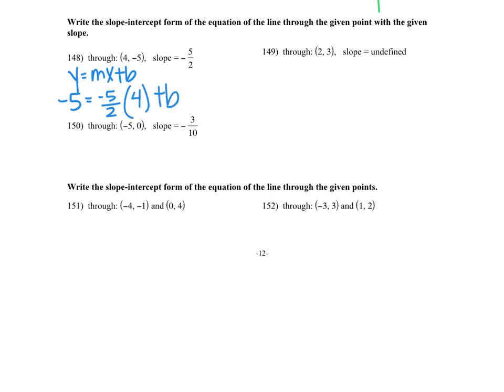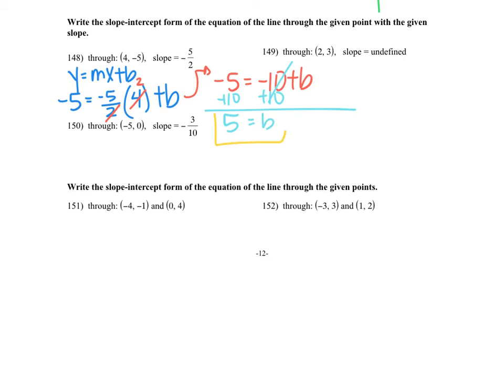don't know our b. So in this case, I always say find Bobby, right? You're always going to look for Bobby. So if I cross cancel, I get 2 here. So I have negative 5 equals negative 10 plus b, which becomes a regular problem. So now you know you're going to add 10 to both sides. So 5 equals b. So there are two things you need in order to write the equation of a line.